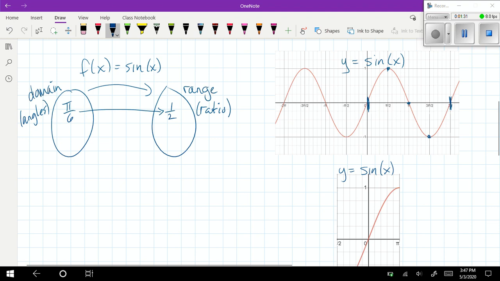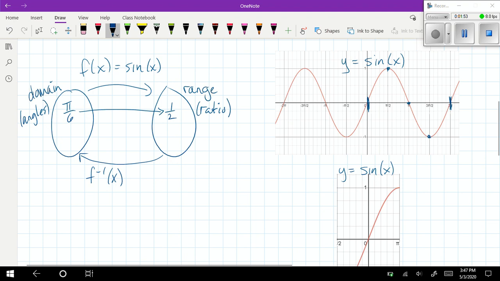My question is, am I going to have an inverse function that goes backwards that can possibly take something that is a ratio and give you an angle measurement? And the answer is yes. F inverse is going to exist, but we have to do something called restricting the domain.